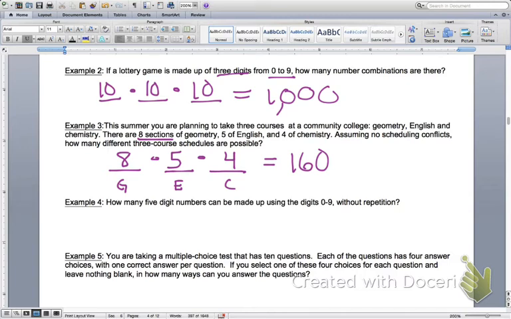Let's look at number 4. How many 5-digit numbers can be made up using the numbers 0 through 9?